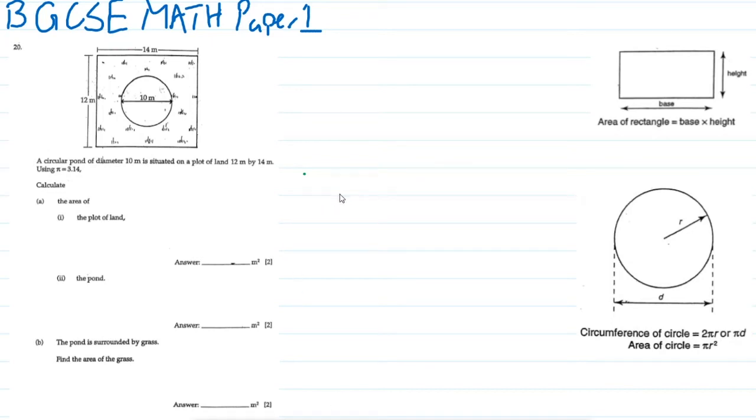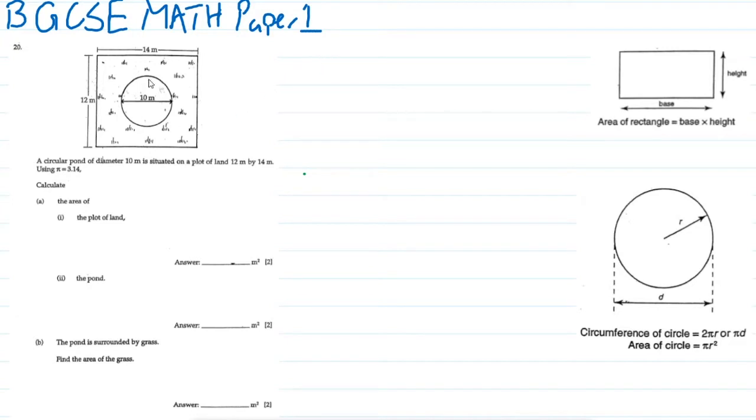Today we'll be going over a basic BGCSE Math Paper 1 problem covering geometry. So let's jump right into it. The question reads: a circular pond of diameter 10 meters is situated on a plot of land 12 meters by 14 meters. Using pi equal to 3.14, calculate the following. We need to calculate the area of the plot of land, the area of the pond, and then also the area of the grass.